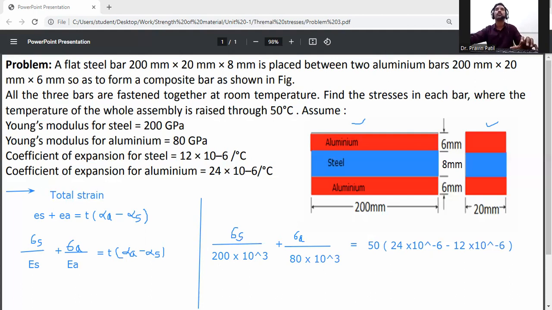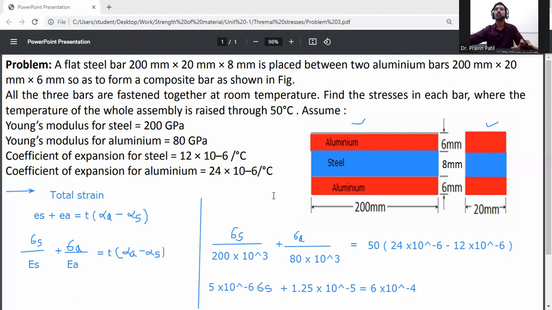Okay. So now solve this one in terms of sigma S. So 1 divided by 200 into 10 raised to the power 3, it will be 5 into 10 raised to the power minus 6 sigma S, then plus 1 by 18 into 10 raised to the power 3, so it will be 1.25 into 10 raised to the power minus 5 sigma A, is equal to 24 minus 12, it will be 12 into 10 raised to the power minus 6 into 50. It will be 6 into 10 raised to the power minus 4.